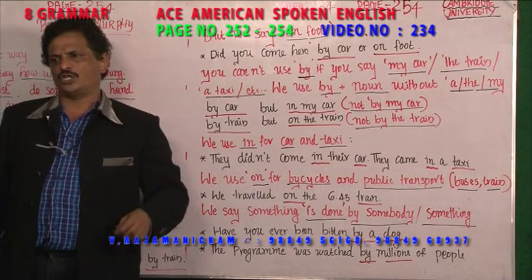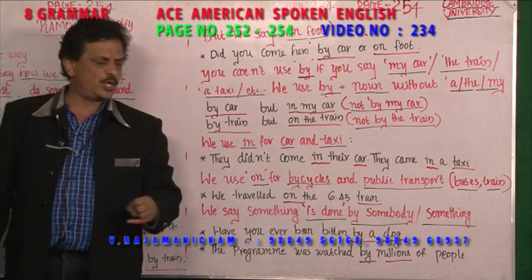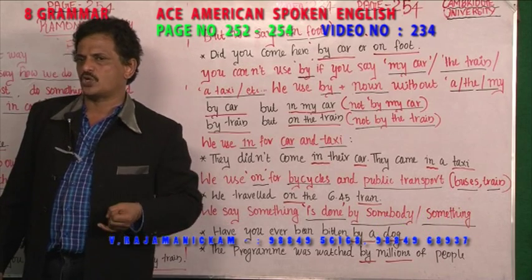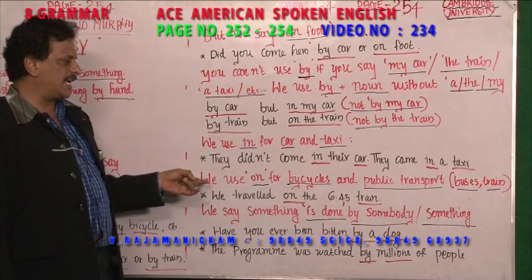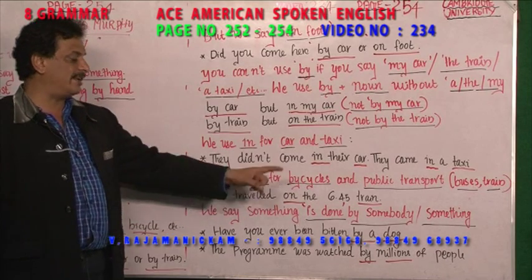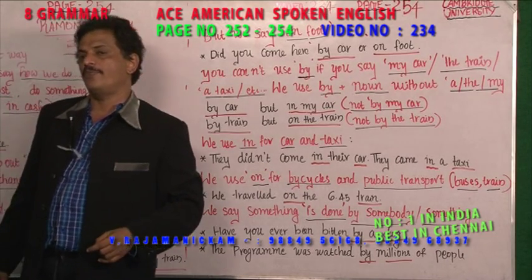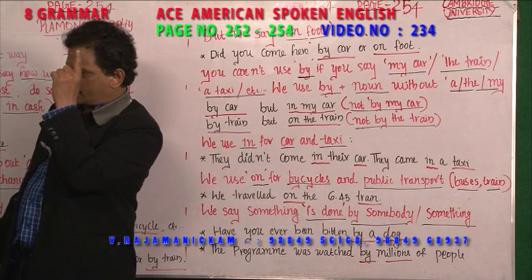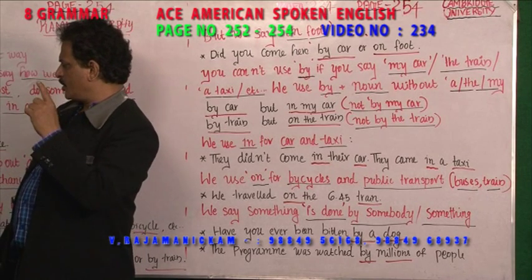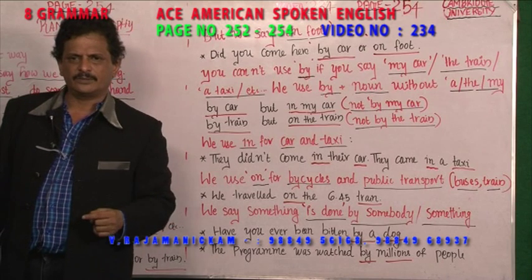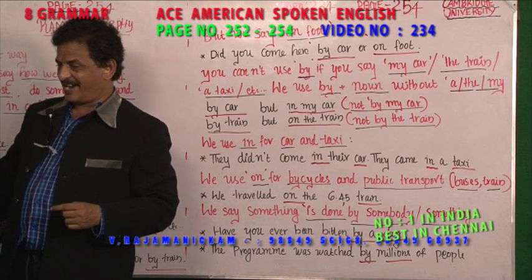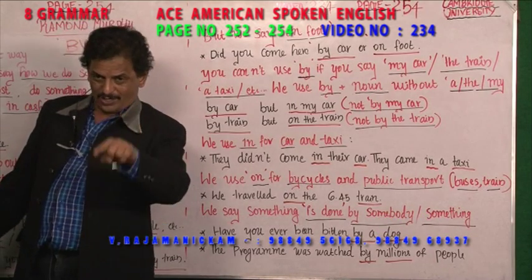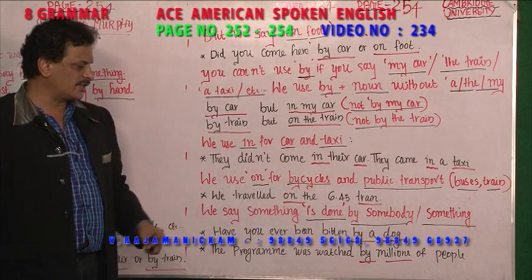But "on" is used with public transport: on a bus, on a train, on a flight, on an aeroplane, on a cruise, on a ship, on a boat. So for public transport you are using "on". We travel on the 6:45 train. And "by" also: by train, by aeroplane, by bus. On also you are using. So "on" is used for public transport.